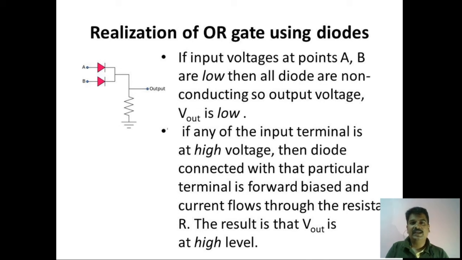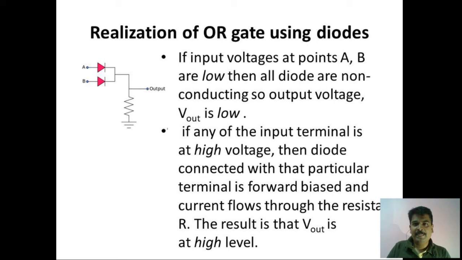Okay. Right. If input voltages at the points A and B are both low, that is the first case of the truth table where A is 0 and B is also 0, in that case, all the diodes are non-conducting. All the diodes means two diodes, because here 0 is connected to P type, and here also 0 is connected to P type. If 0 is connected to P type, it is reverse bias. If 1 is connected to P type, it is forward bias.